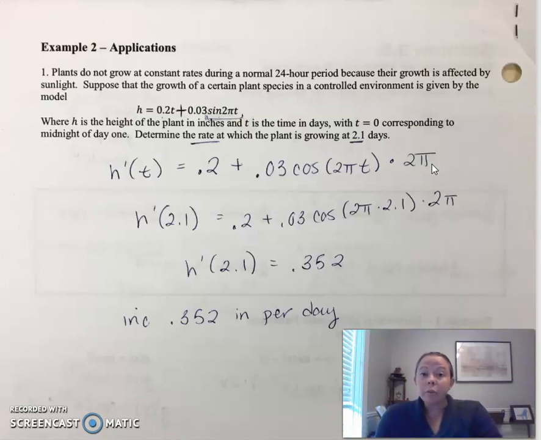And then from there, remember, if you're ever plugging a number in, don't do anything simplification-wise with your derivative. Just immediately plug the number in, and obviously you'd be putting this into your calculator. And there you go, increasing 0.352 inches per day. And there you go. So please make sure you do your homework.